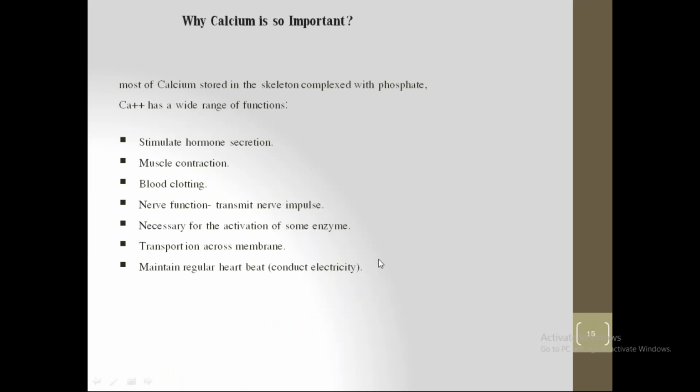Okay, why is calcium so important? There is a wide range of functions for which calcium is mainly responsible. One is that it stimulates hormone secretion. It is responsible for muscle contraction, blood clotting, nerve function, transmission of nerve impulses, activation of some enzymes, transportation across membranes, and maintaining a regular heartbeat, that is, conducting electricity. Most of the functions take place when calcium forms a complex with phosphate or carbonate, while some functions can take place only with the calcium ion, that is, Ca2+.